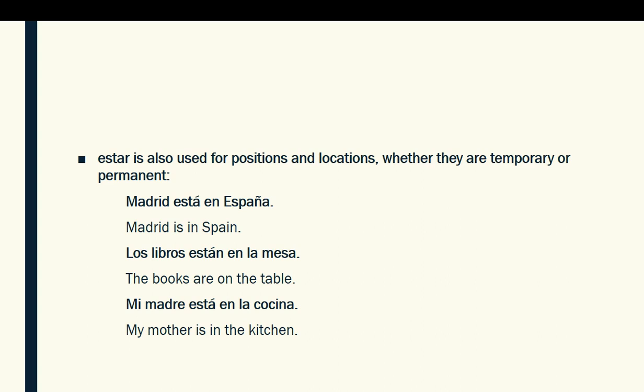Madrid está en España. Another is: los libros están en la mesa. The books are on the table. This one talks about positions. Another is: mi madre está en la cocina. My mother is in the kitchen. Another for position. So that's it for the verb estar. Remember, for estar we have temporary states as well as positions and locations, whether temporary or permanent.